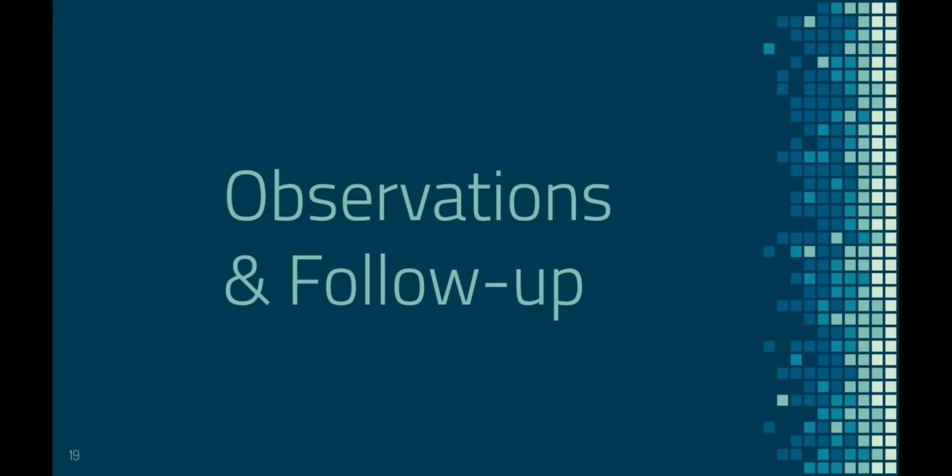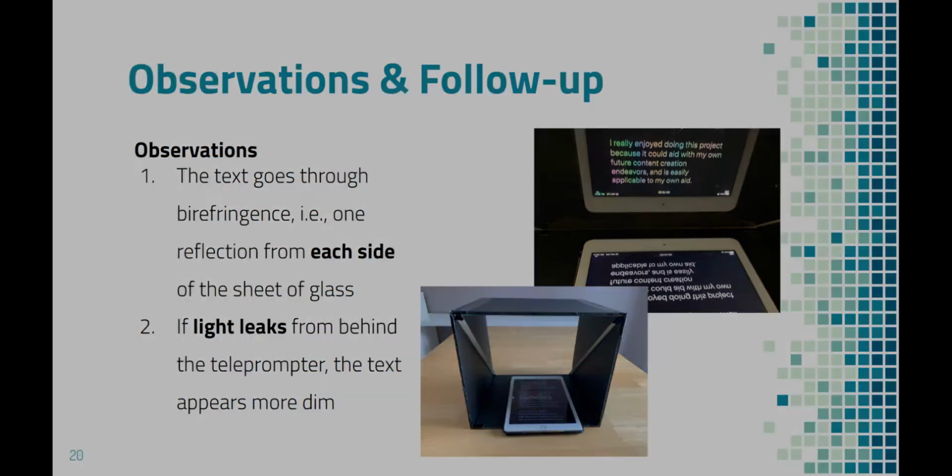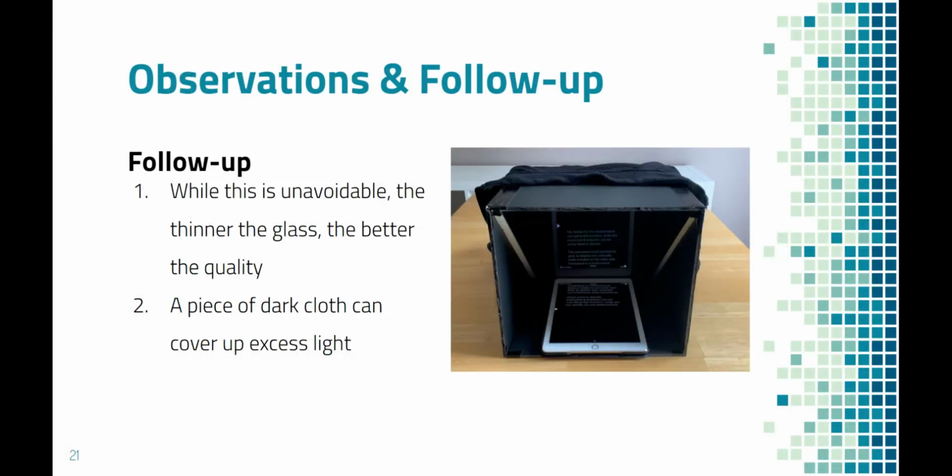The next slide are my observations and thoughts during the creation process. The text goes through birefringence, which occurs when one light ray splits into 2 rays because each side of the sheet of glass reflects. If light leaks from behind the teleprompter, the text appears more dim. While the first problem is unavoidable, using the glass as thin as possible will at most reduce the impact. Meanwhile, a piece of dark cloth can cover up the excess light, and the camera is tucked inside the cloth as well.